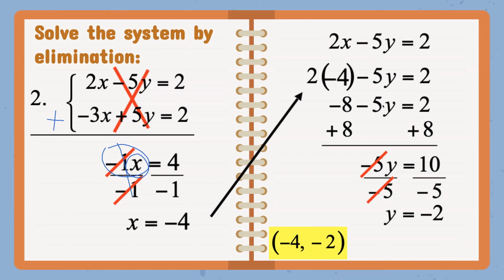And I'm left with -5y. Let me do a little -5y. 2 plus 8 is 10. Since it's -5 times y, I'm going to do the opposite. I'm going to undo it by dividing both sides by -5. And that gives me y is equal to -2. And that is my answer.